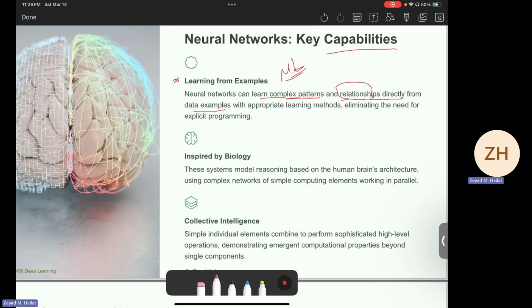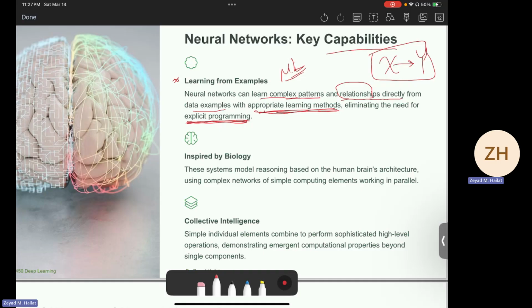When I talk about relationships, it can be among data examples or from X to Y target, if I'm talking about supervised learning. So it can be in supervised learning or unsupervised learning with appropriate learning methods. So we do have learning methods as we have seen in the previous slide, something similar to gradient descent, for example. Or backpropagation, sorry, eliminating the need for explicit programming. So you do not need to create exact coding for this learning.